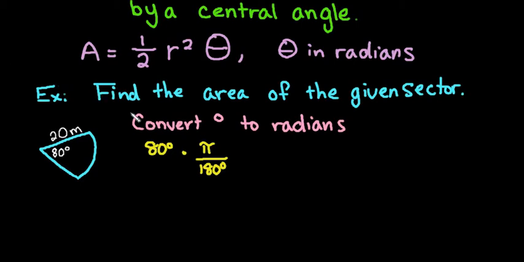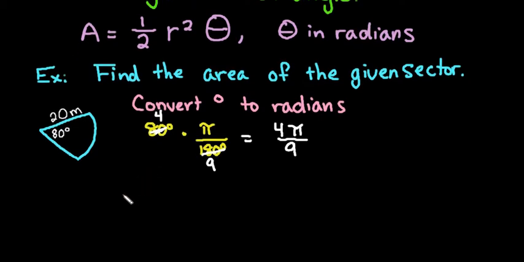So now if we simplify this, the zeros cancel each other out, and 8 and 18 are both even, so this does reduce to 4, and this reduces to 9. So we can say that this is really 4 pi over 9 radians. Okay, so now that we have it in radians, we can find the area by using the formula.